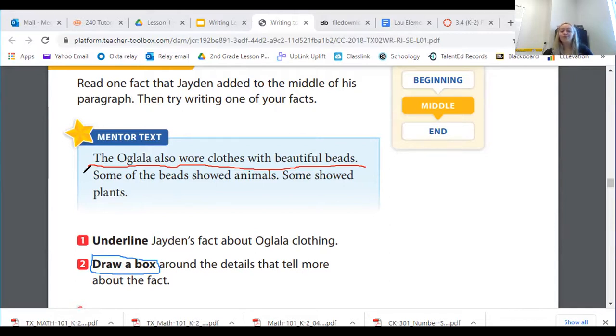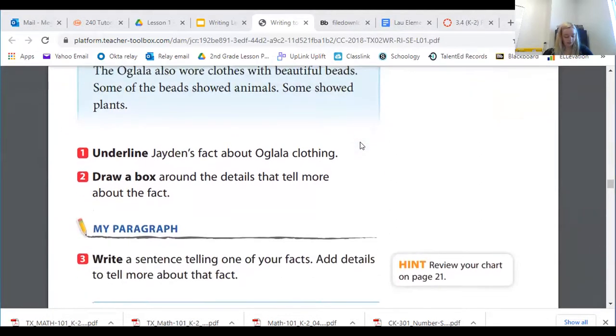So welcome back. I hope you've drawn a box around the details that tell more about the fact. This is the box I drew right here in blue, where it says some of the beads showed animals, some showed plants. And I chose that part because it gives us details about what the beads showed in the Oglala's clothing. Okay, I'll clear my annotations. Feel free to pause the video if you need to change anything. And we'll go on.